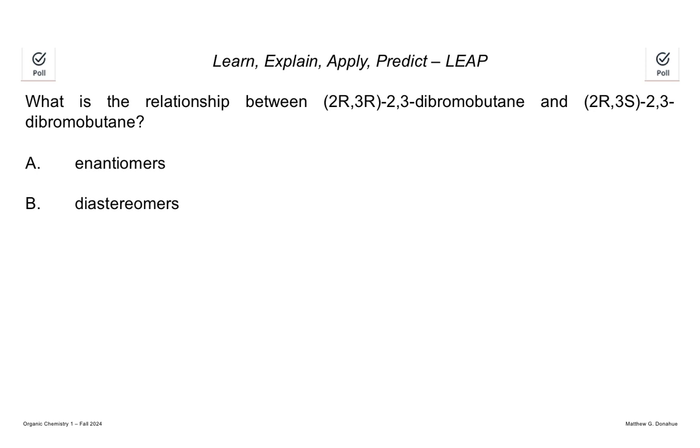So a check-in question here. What's the relationship between 2R, 3R and 2R, 3S? So notice you're not given any structures, but if you understand the logic, you'll see that since one stereocenter is different, they have to be diastereomers.